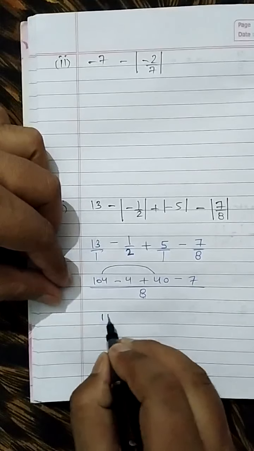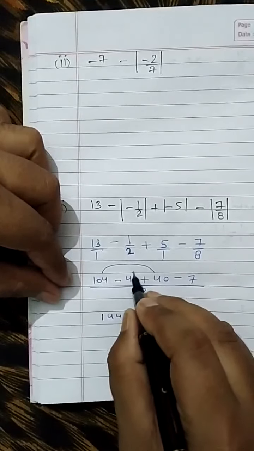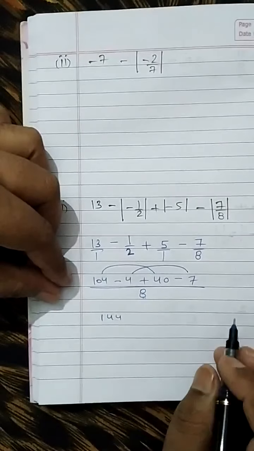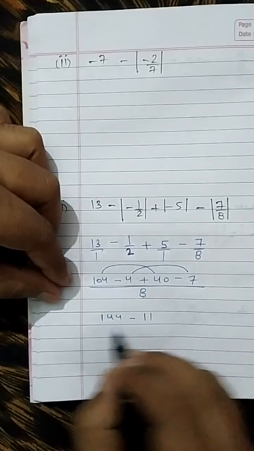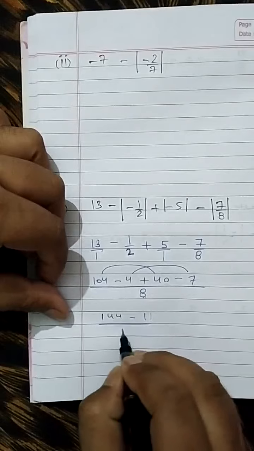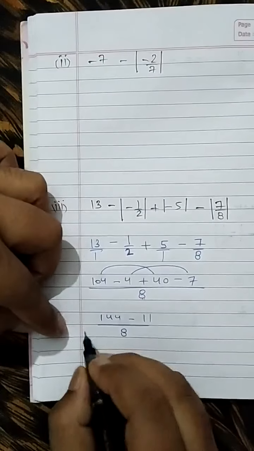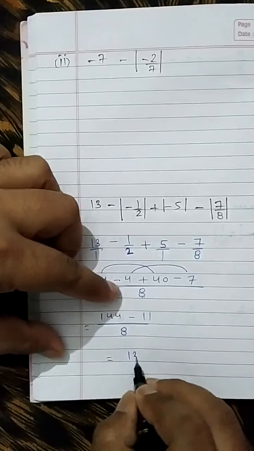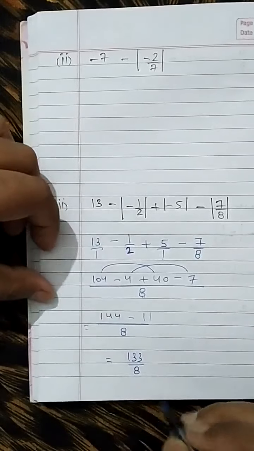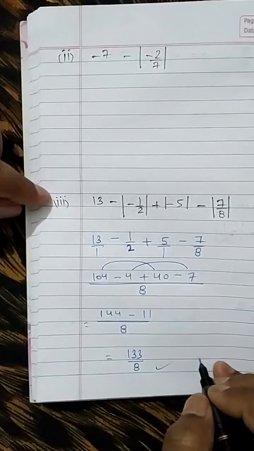104 plus 40 gives you 144. And minus 4 and minus 7 are negative rational numbers. So we'll add them. It gives you minus 11 upon 8. 144 minus 11 is 133. So 133 upon 8 is the required answer.